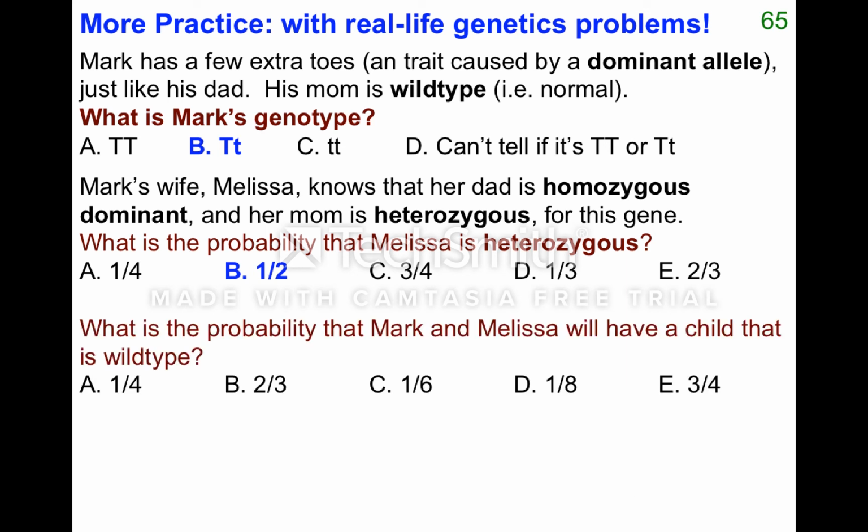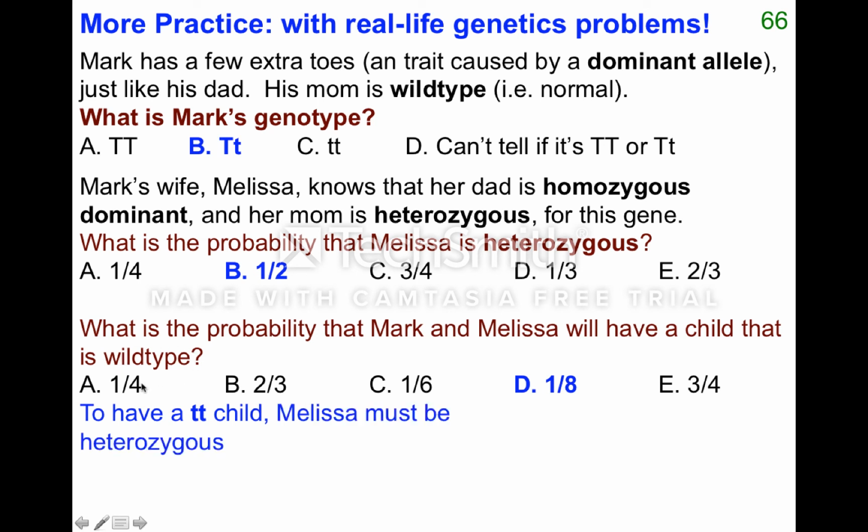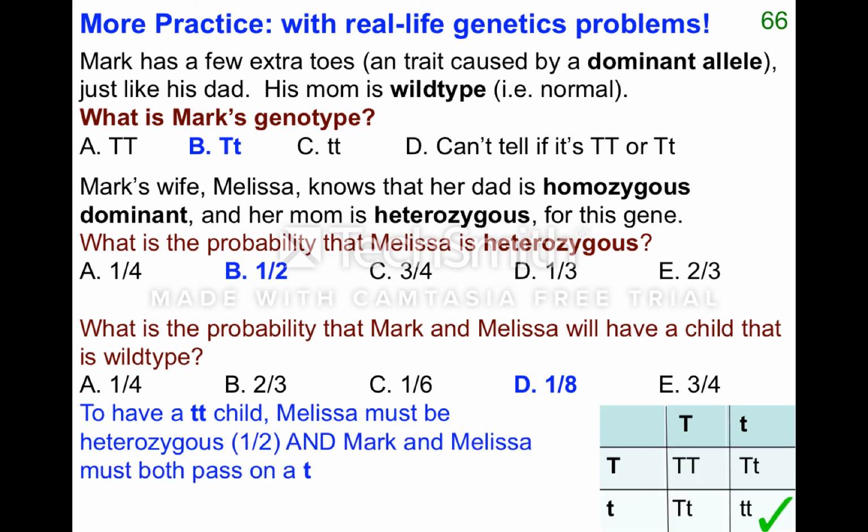Next question. What's the probability that Mark and Melissa will have a child that is wild type, that will have a normal number of toes? So pause now and think about it. Okay, coming back. It's 1/8, and let's work our way through it again. In order for Mark and Melissa's child to have small t, and therefore have wild type or normal number of toes, number one, Melissa must be heterozygous, right? She must be carrying at least one small t allele, and we know that the chance of that happening is 1/2, right?